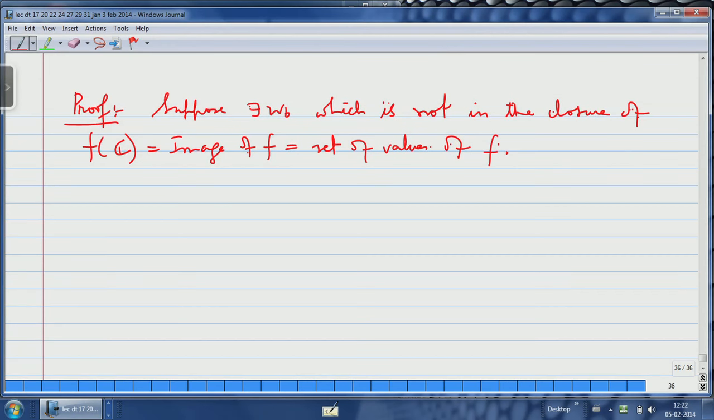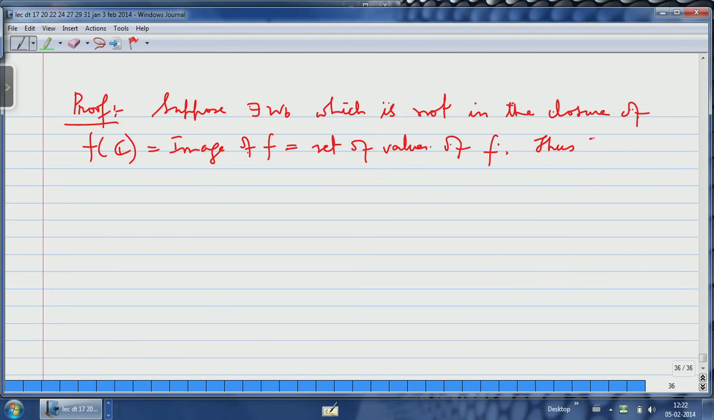So w naught is not in the closure of the image, meaning w naught is outside the closure of the image. The closure of the image is a closed set, and anything outside a closed set is in an open set, and anything in an open set is contained in a small disk which is also in that open set. So I can find a small disk surrounding w naught which doesn't intersect the image. Let me write that down.